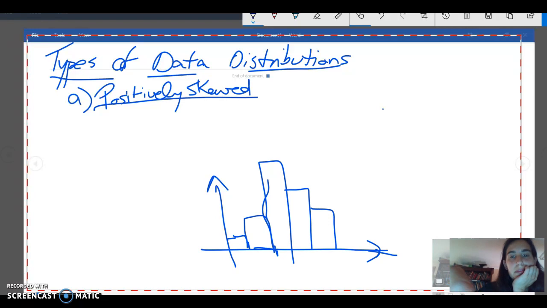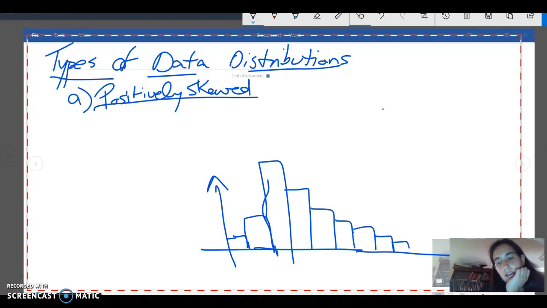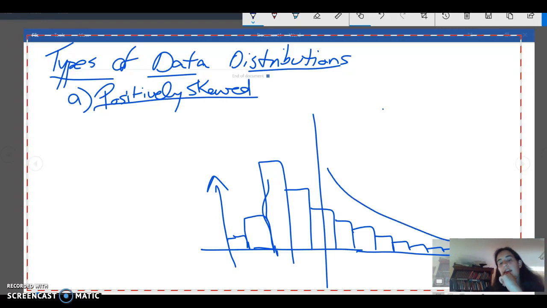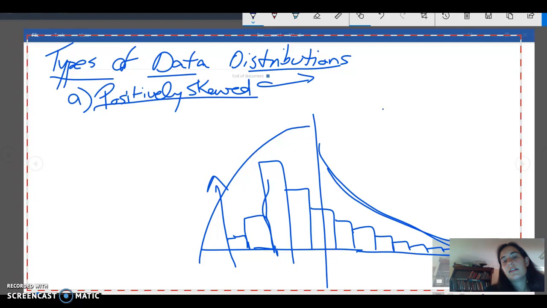So it would look something like this. The median's probably around here, and the data is skewed out there. It's steep up there, and then it's spread all the way out there. So that's a positively skewed graph. The data is spread out to the right of the median.